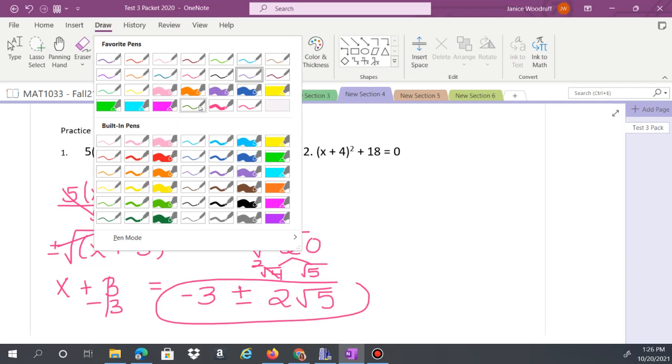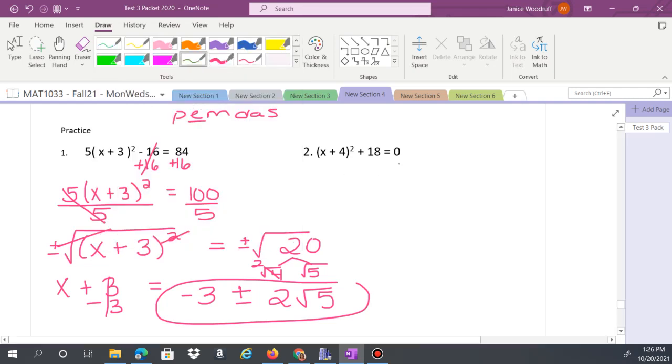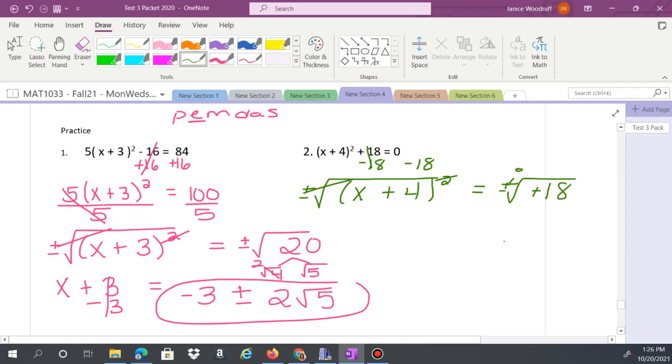Okay, let's look at number 2. To isolate this, I'm going to want to subtract the 18, which will give me x plus 4 squared equals -18. Then I'm going to do plus or minus the square root on both sides. That cancels out over here. Now, this 18 is negative. What do I do with that negative? Yeah, make it positive. Put the i right there in front of it.